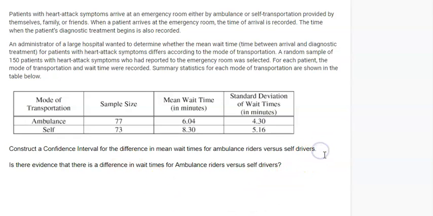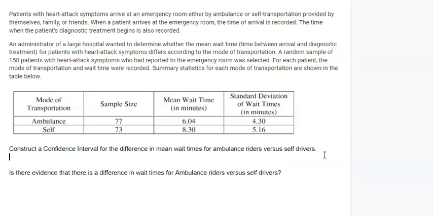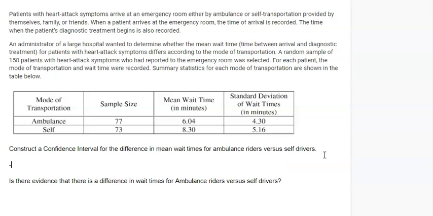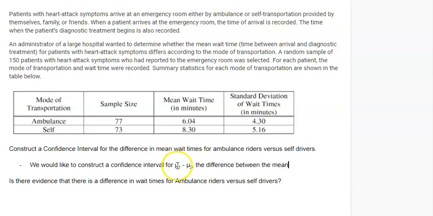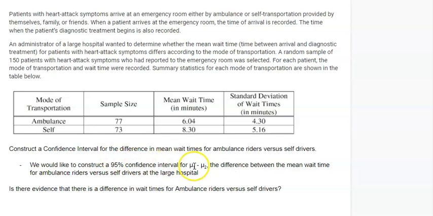So, if you're having to perform the four-step process, you know the four-step process has four parts to it. So first, the state. There's a perfectly good state for this. We would like to construct a 95% confidence interval for mu1 minus mu2, the difference between the mean wait time for ambulance riders versus self-drivers at a large hospital. You stated what it is you're going to do. You included the parameters that you're going to use later on in the problem. You put the level that you're going to do it at, and now you're good to go.